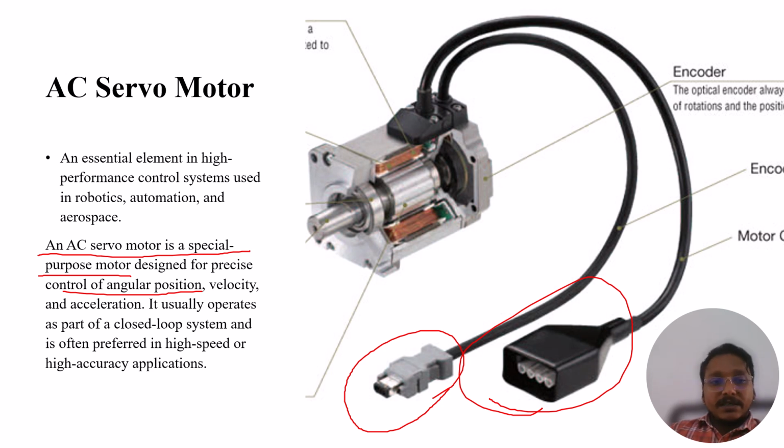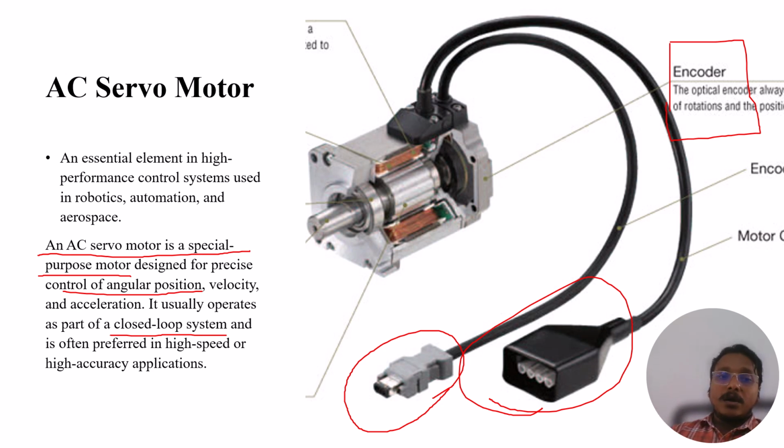It usually operates as part of a closed loop system. Why am I saying closed loop system? Because these encoders give the information about whatever the motor is doing. By that information itself, the controller operates in closed loop operation. After that, we can get to know how it needs to be operated, which controller, and which control algorithm we need to use.